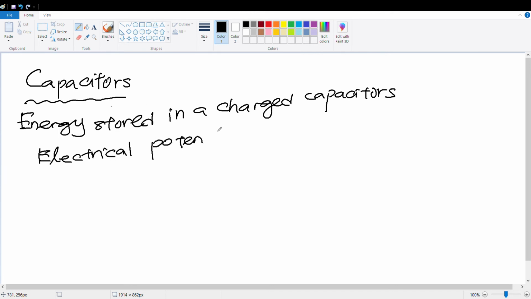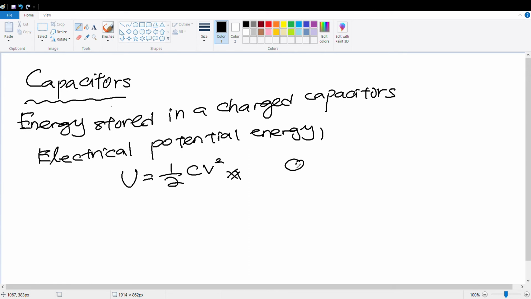Potential energy. This electrical potential energy has the symbol U. So U is equal to half CV squared. This is the main formula. We know that Q is equal to CV, so what I have here is U equals half QV.